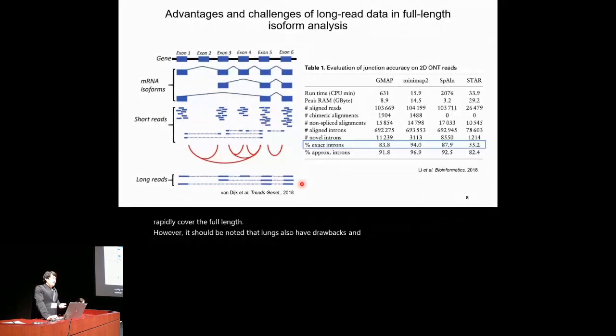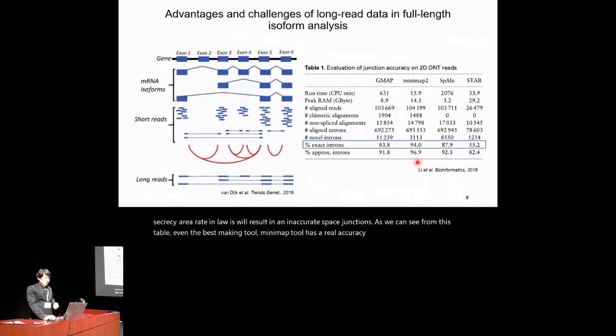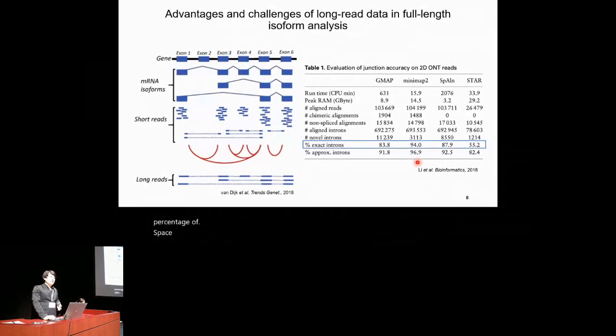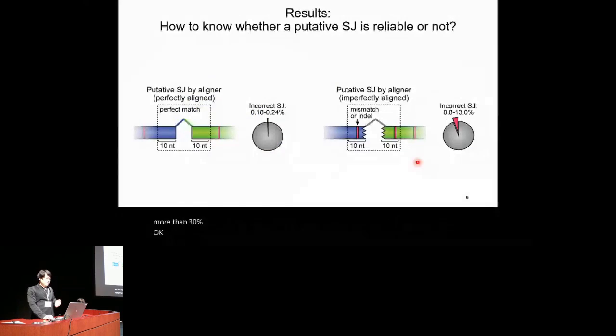For example, the higher sequencing error rate in long reads will result in inaccurate splice junctions. As we can see from this table, even the best mapping tool, Minimap2, has an inaccuracy of 6%, which represents the percentage of splice junctions or introns that are not correct. And remember that an average human transcript contains 8 exons and 7 introns. So the percentage of full-length reads that contain at least 1 wrongly identified splice junction could be more than 30%.